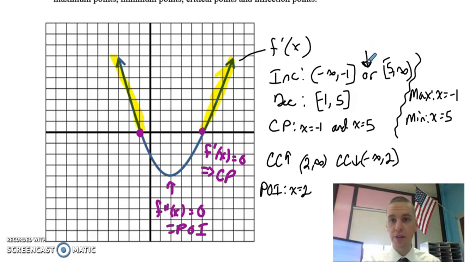I know in my previous example I wrote "and." That is incorrect. You cannot be increasing and decreasing at the same time. So the correct terminology should be increasing from negative infinity to negative 1 or from 5 to infinity. So just to correct myself, I did it wrong on the example before, and you can go back and correct it.